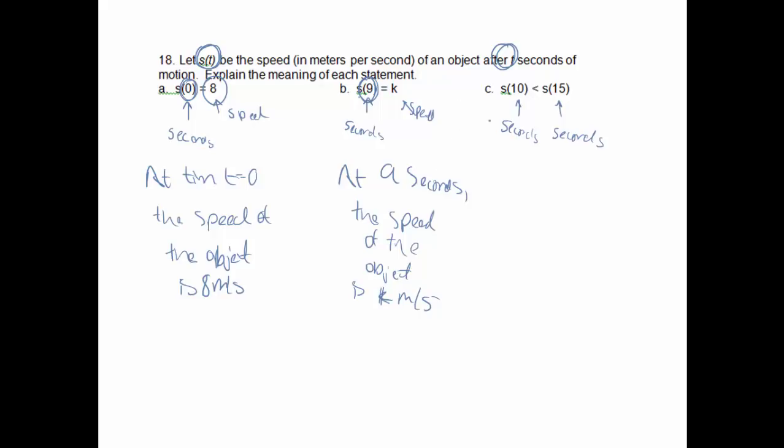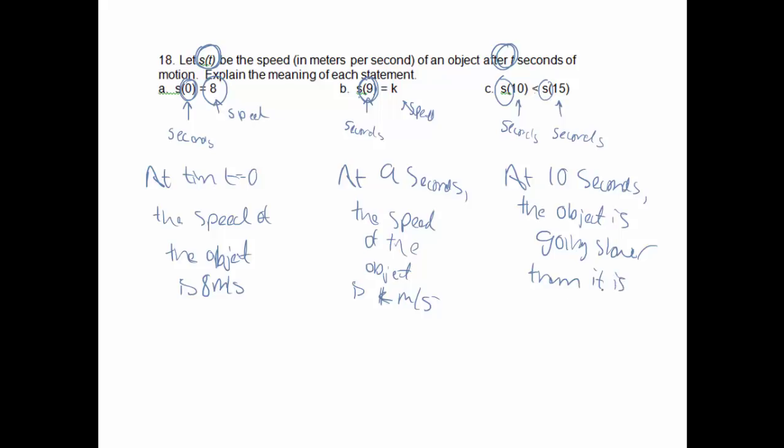All right, now this one doesn't have numbers equal, so this would just be at 10 seconds, the speed is less than the speed after 15 seconds. Another way of saying that would be at 10 seconds, the object is going slower than it is at 15 seconds. And you could word that differently. The biggest thing is the speed is greater at 15 seconds than at 10 seconds.